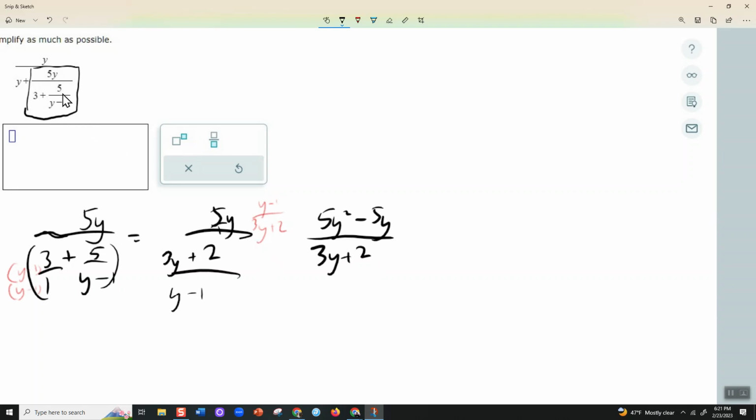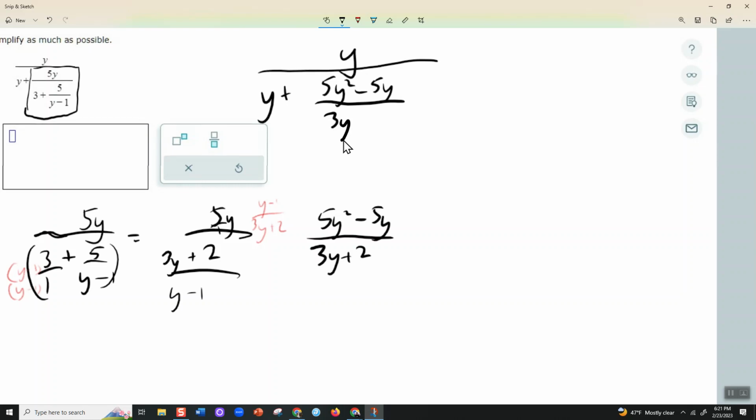So let's write the whole thing with this part simplified. I'll do that right here. Let's try again. One more time. Y plus, and I've got 5y squared minus 5y over 3y plus 2.